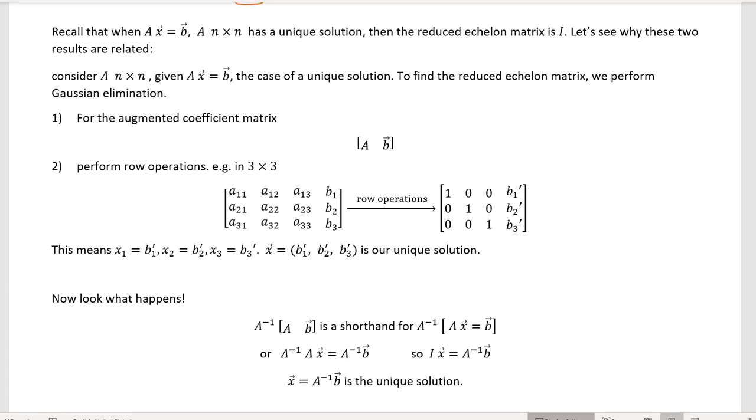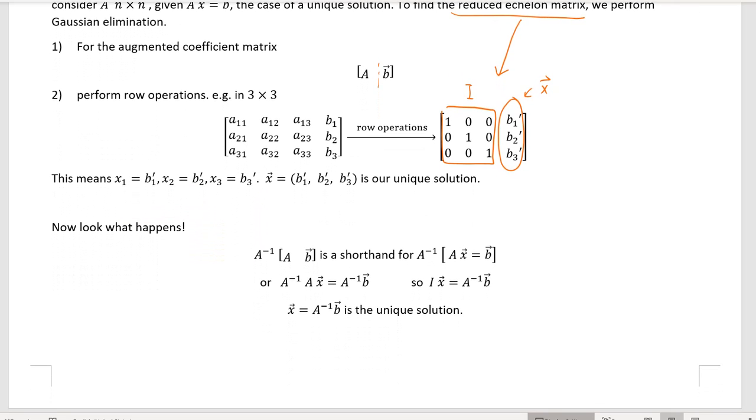So we first form the augmented coefficient matrix. We use A adjoined with the vector B, and then we perform row operations. So by a sequence of row operations, we get the identity matrix. So this is the reduced echelon matrix, right? And then this column is the solution. So it means x1 is b1 prime, x2 is b2 prime. So this is the solution. This is our unique solution.